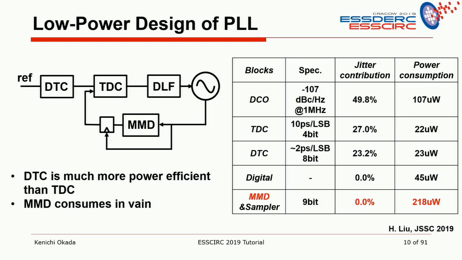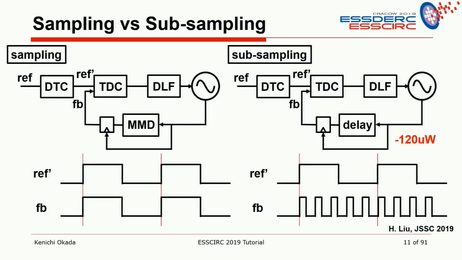On the other hand, one of the biggest parts of the power consumption here is the multi-modulus divider. The MMD still works at the DCO frequency, like 2.4 GHz or something. It has to work at a very high frequency. So even though it doesn't contribute to the jitter performance, it consumes a lot of power, like 200 microwatt or something.